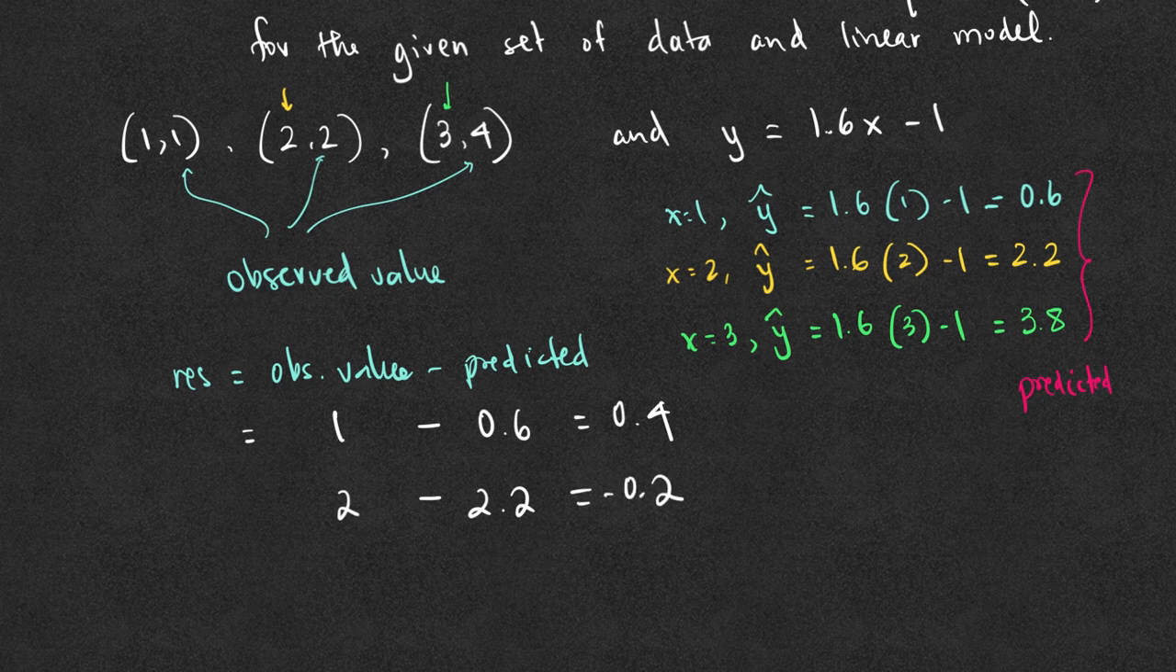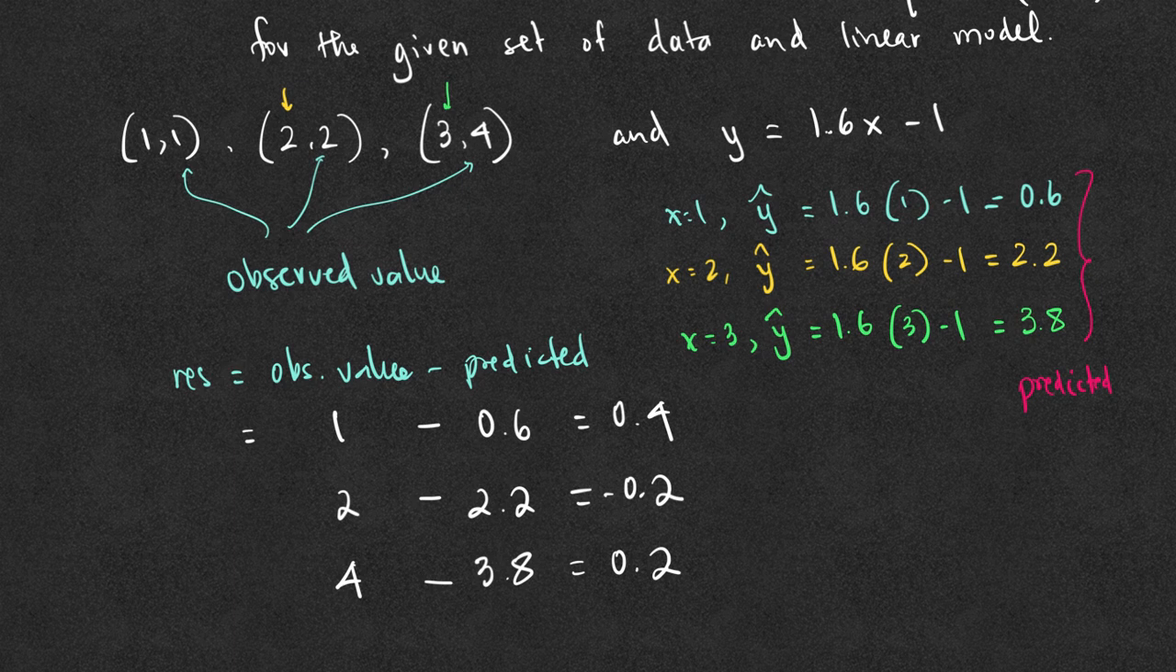And for the third point, the observed value is 4, not 3, because the observed value is the y value from the data set, minus the computed y value using the model, which is 3.8. 4 minus 3.8 is 0.2. And these are the three residuals that correspond to the three given points.